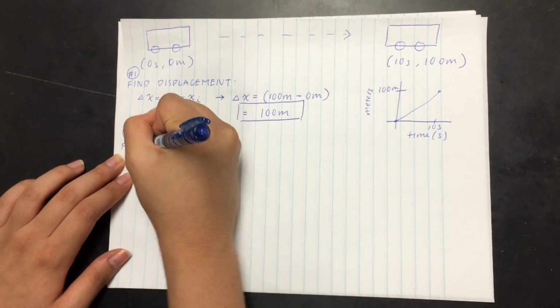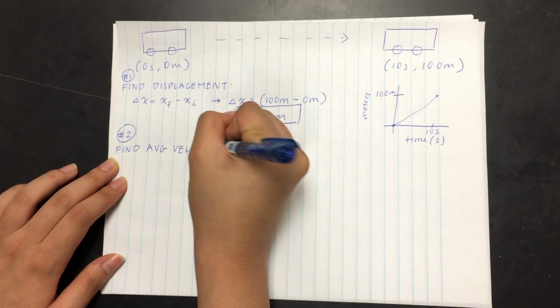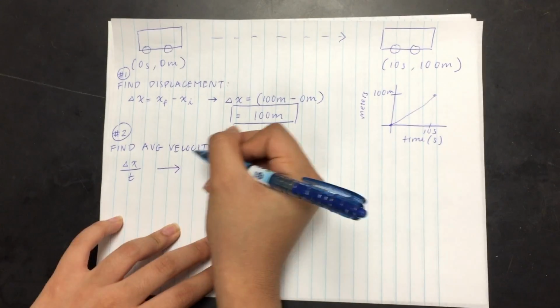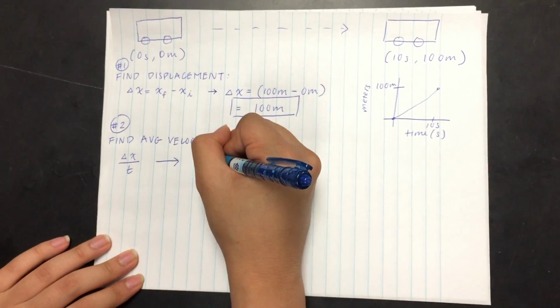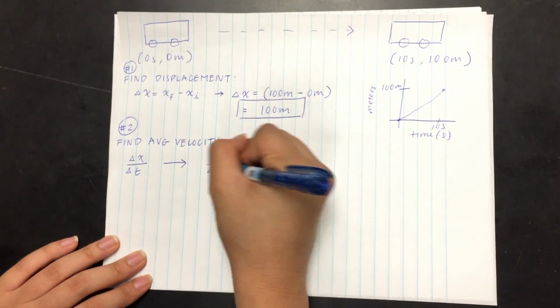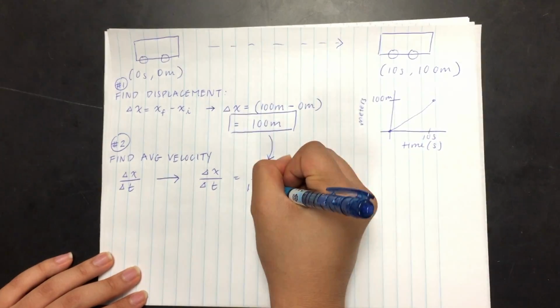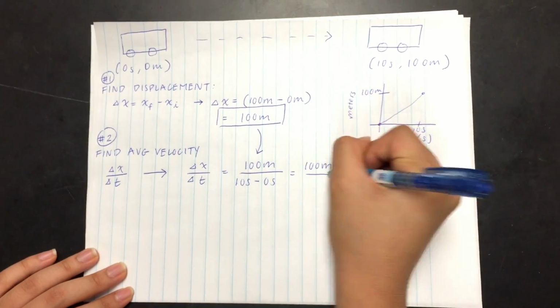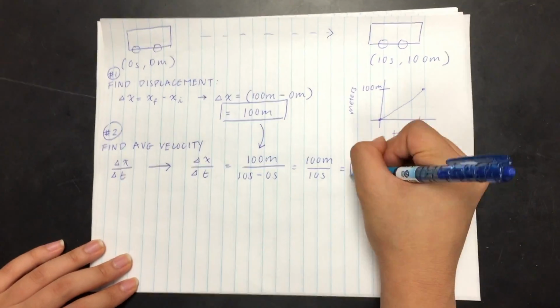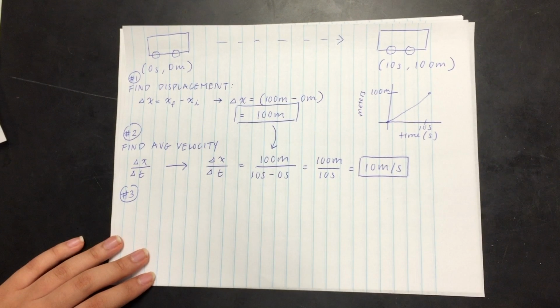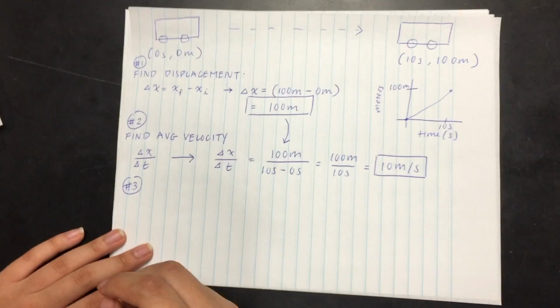The second model equation we will try to find is for the average velocity. This can be found through delta x over delta t, which is the displacement over the change in time. So delta x will equal 100 meters from the first equation we solved, and the delta t will result from 10 seconds minus 0 seconds. When you've mathematically solved this, you will get 10 meters per second.